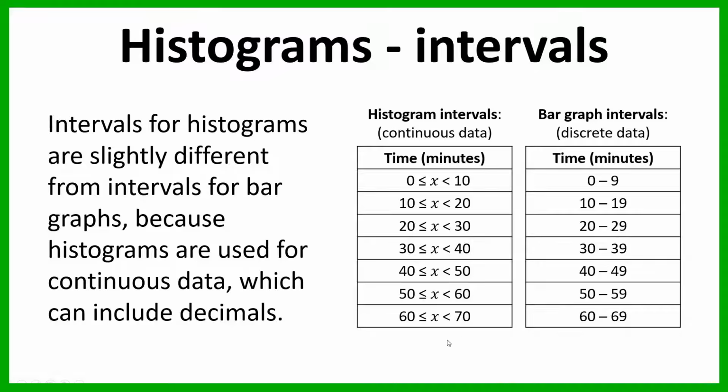For histograms, the intervals are normally written like this, where it says that x is between 0 and 10, and it can be equal to 0. And then here, x is greater than or equal to 10, but less than 20. Here, x is greater than or equal to 20, but less than 30, and so on. So you're being given the interval so that it can include decimal values.